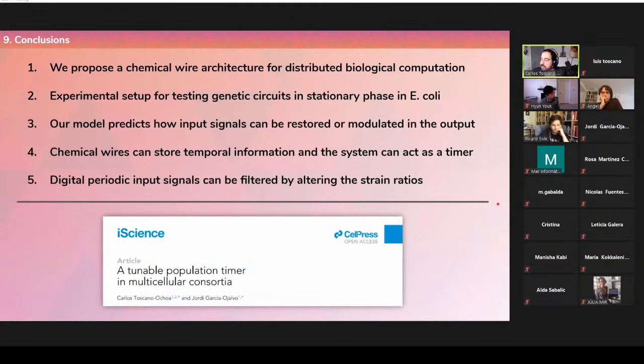The theoretical results of this work have been published this month in iScience with the name A Tunable Population Timer in Multicellular Consortia.